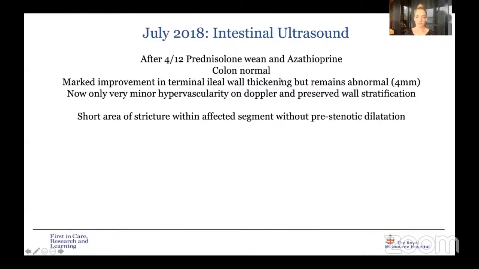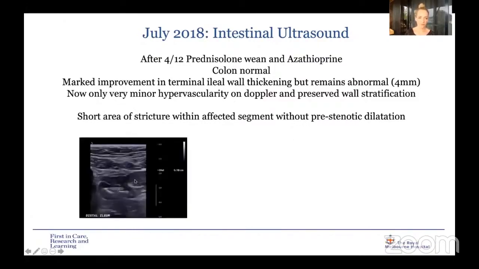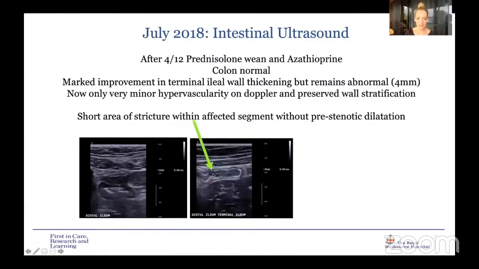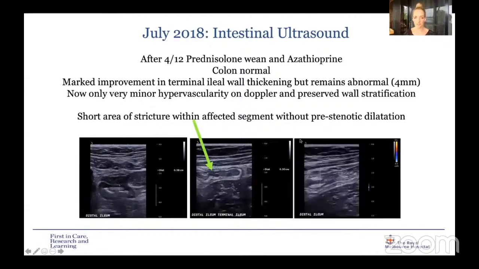Oh, sorry, she had the ultrasound, which showed the colon was normal and marked improvement in the terminal ileal wall thickening. It did remain slightly abnormal at 4 millimetres, but it obviously markedly improved from the 8 millimetres previously. The minor hypervascularity on Doppler had almost resolved and she had preserved wall stratification. That short area of stricture, where you can see some narrowing of the lumen, was there, but there was no pre-stenotic dilatation, so it wasn't significant.